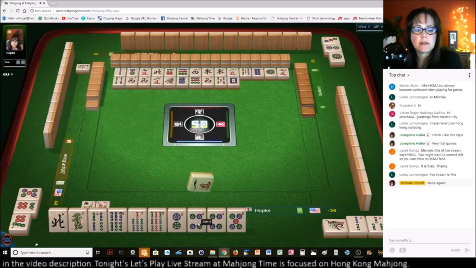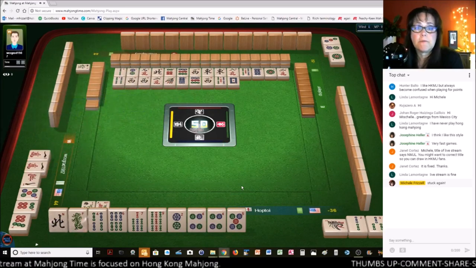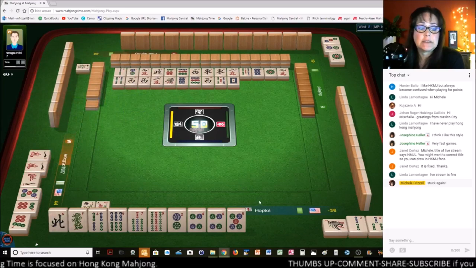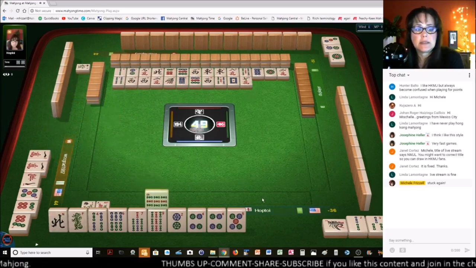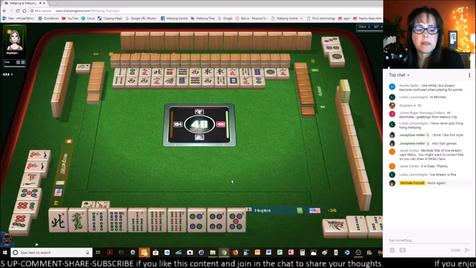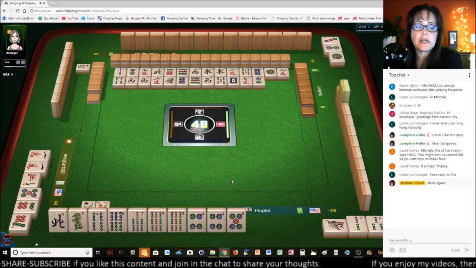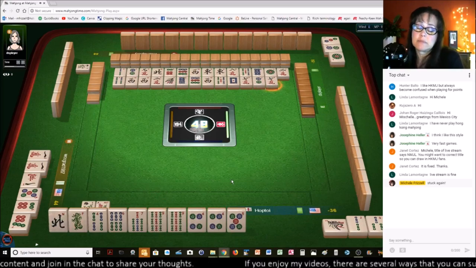White dragon. One character. Pong. Ooh, we get another turn. Seven characters. Okay, there's a pair. Let's get rid of the two dot. Two dots. So I'm still hoping to do a flush. Seven characters. There are no green dragons out. There's hope there.